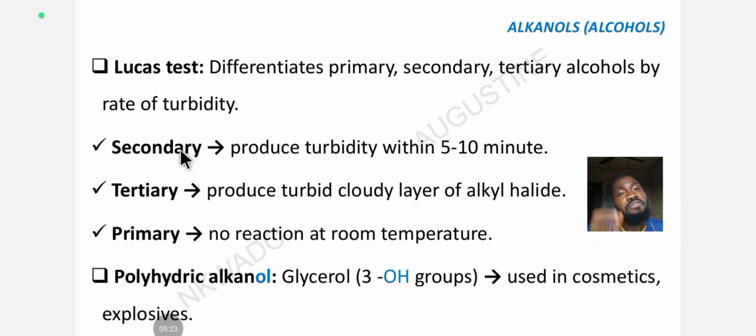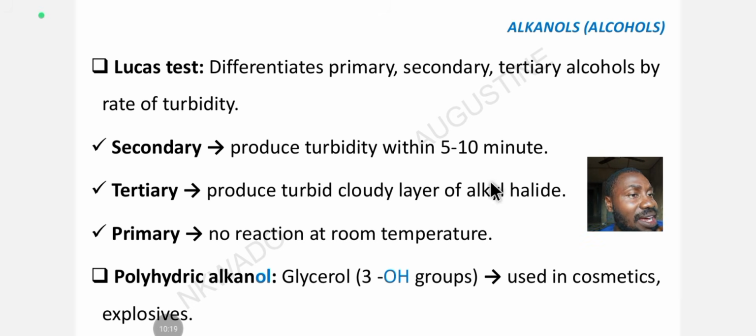For secondary alkanol, it produces turbidity within 5 to 10 minutes. For tertiary alcohol, it produces a turbid, cloudy layer of what? Alkyl halide. Okay, what is halide? You know what halide is now? Like chloro something, part of the halogen family.